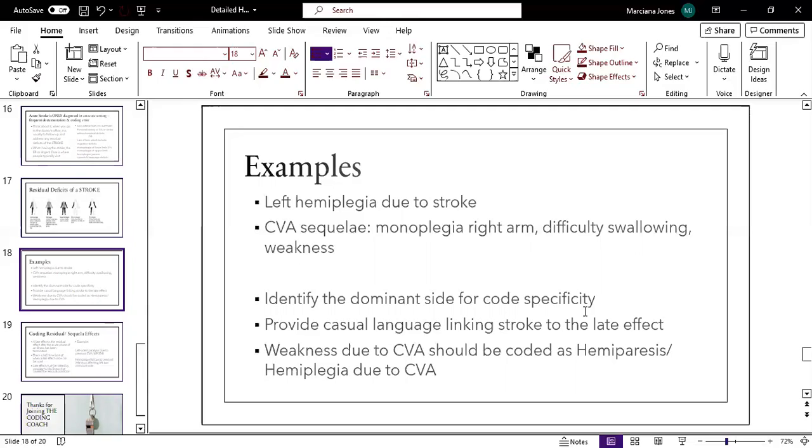And then we're going to provide the causal language linking stroke to the late effects, just like hemiplegia and paresis, or other paralytic syndrome, or speech and language deficits. Those have causal language that's linking the stroke to the late effect. And lastly, the weakness due to CVA should be coded as hemiparesis or hemiplegia due to CVA.